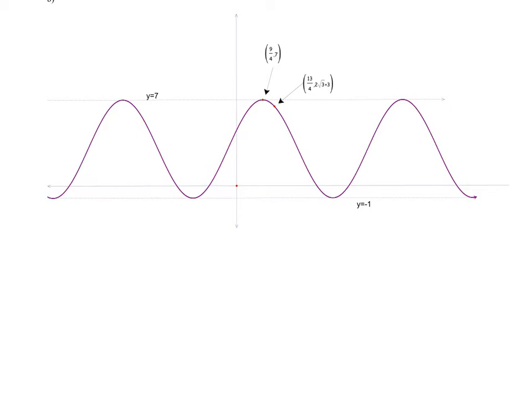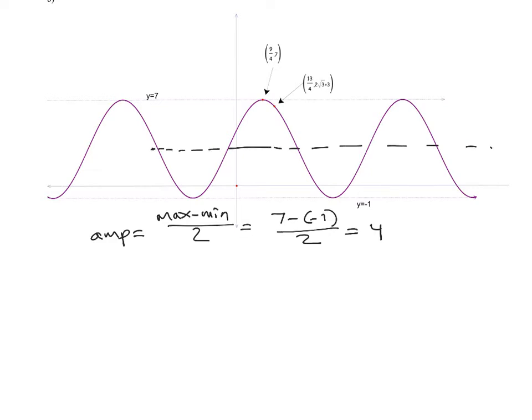So one thing I can find out right away from this graph is the amplitude, because I've got the highest and the lowest y values. So the amplitude is going to be equal to my max value minus my min over 2. That will also help me find my midline, which will give me my vertical shift. So I've got 7 minus -1 over 2, or 4. If my amplitude is 4, then my midline is 4 away from the max or the min, so I'm going to draw that in. And because the max is at 7, then my midline is going to be at y equals 3, so that means my vertical shift is 3.